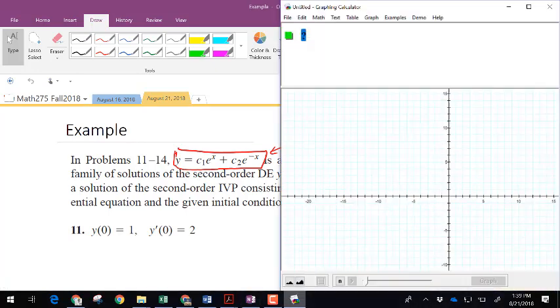Uh-oh. Did I lose my other graphs? Oh, that was all built up nicely and everything.